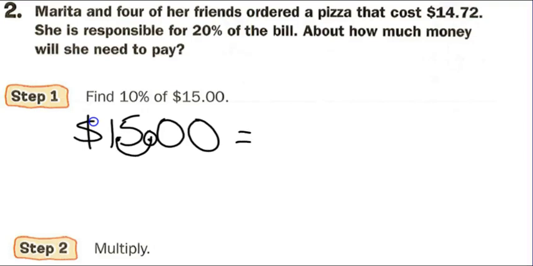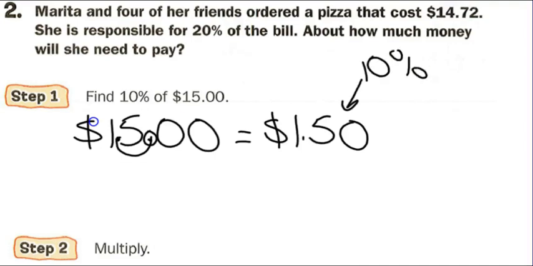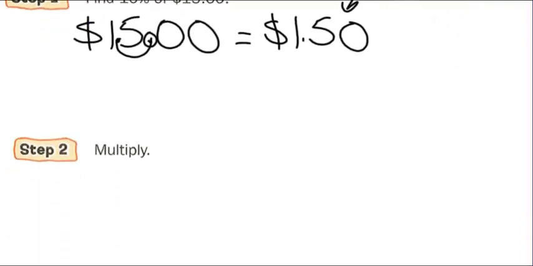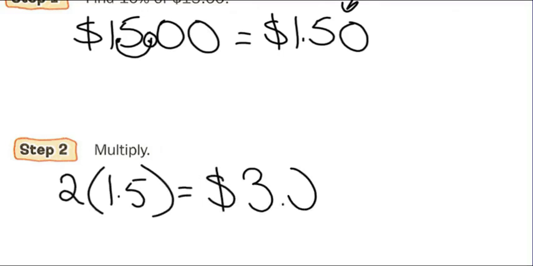So 10% of $15 is $1.50. So 10% of that $15 is $1.50. Let me make a little note that this is 10%. Okay? Well, how many groups of 10% do we need in this problem? Since we have 20%, we need 2 of them. So I'm going to take 2 times my $1.50, and that's going to easily give me $3. So Marita is responsible for $3 of the bill.